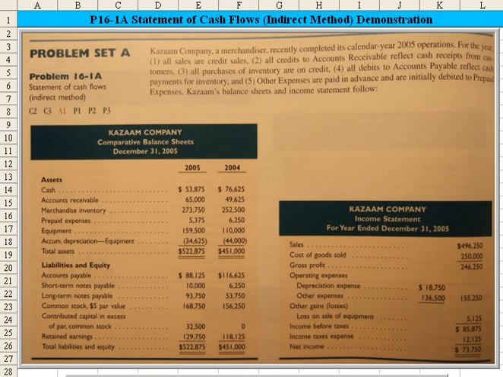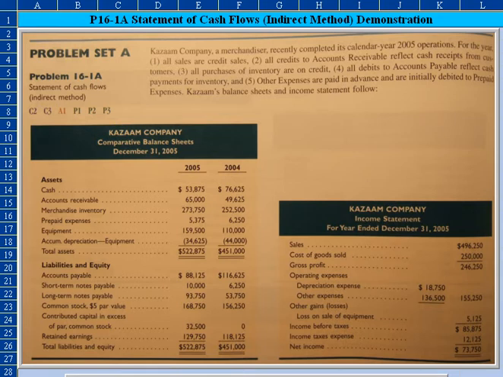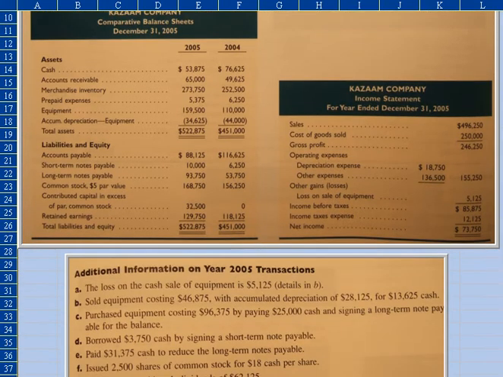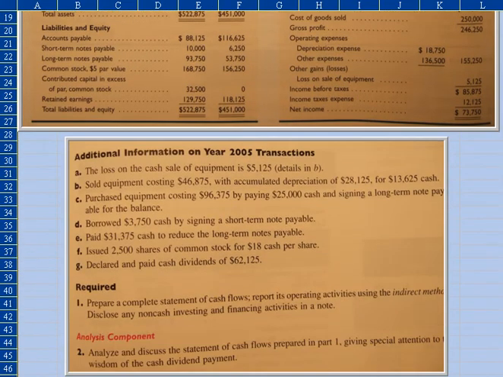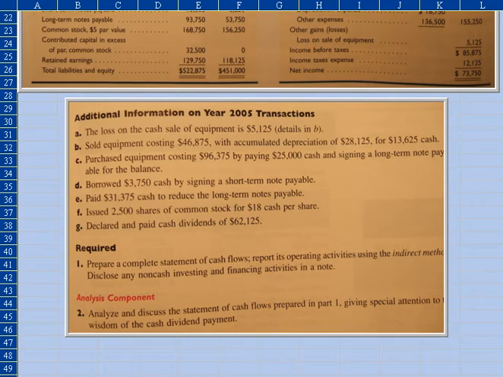Hi everyone. Let's take a look at problem 16-1A, which is another statement of cash flow demonstration using the indirect method, which is the most common method used. In this problem, we're asked to prepare a complete statement of cash flows. There's a lot of information, and let me slide down and I'll show you that in addition to what you see on the screen, there is also quite a bit of supplemental information as well.